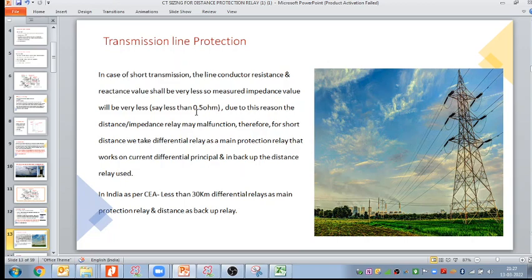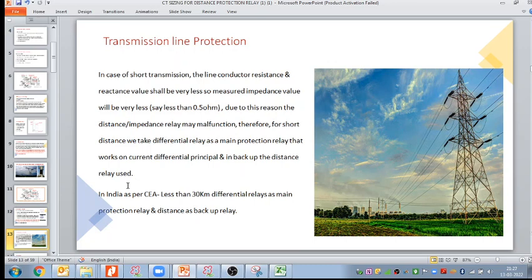So very less impedance they are going to measure for a short transmission line. Due to this reason, the distance or impedance relay may malfunction for the short transmission line. Therefore, for short distance, we take the differential relay as the main protection relay, which works on the current differential principle, and backup distance protection may be used as an additional backup.